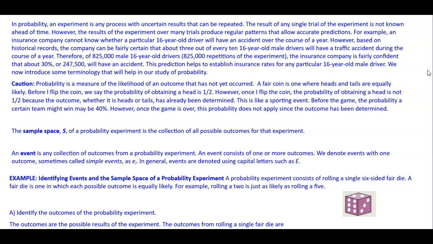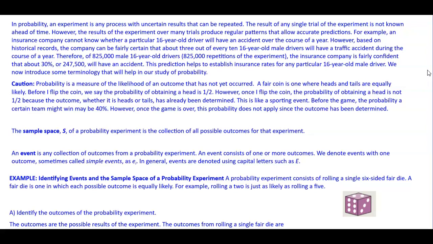We now introduce some terminology that will help in our study of probability. Before we do that, here's a caution. Probability is a measure of the likelihood of an outcome that has not yet occurred. A fair coin is one where heads and tails are equally likely. Before I flip the coin, we say the probability of obtaining a head is 1 out of 2. However, once I flip the coin, the probability of obtaining a head is not 1 out of 2 because the outcome, whether it is heads or tails, has already been determined.